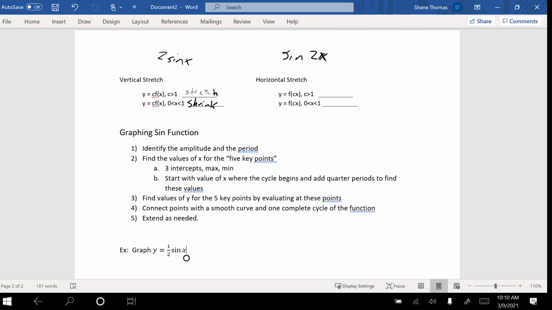Now, a horizontal stretch. Remember, horizontal shift is kind of backwards, right? It's going to be the same thing for us here. If I multiply by a whole number, not bigger than 1, then that's going to shrink it. If I multiply by a fraction, then that's going to stretch it. Okay, so just like our shifts, those are going to be backwards.